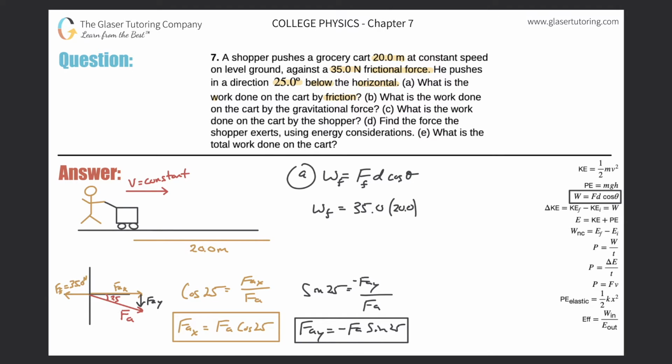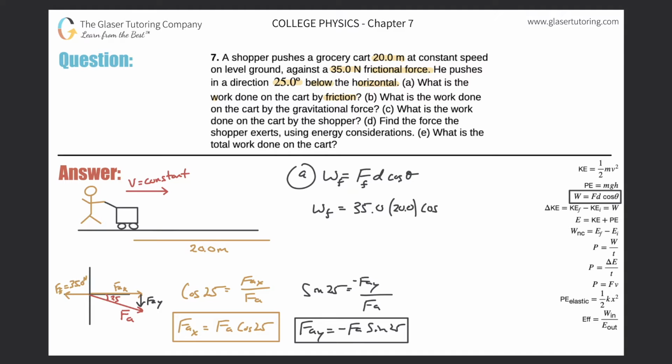20 meters. And then cosine now, what's the angle between these two vectors? If you think about it, the force of friction here is going back this way, it's opposing the motion. But the distance vector, or displacement vector, I should say more properly, is pointing to the right. So what's the angle between those two lines?